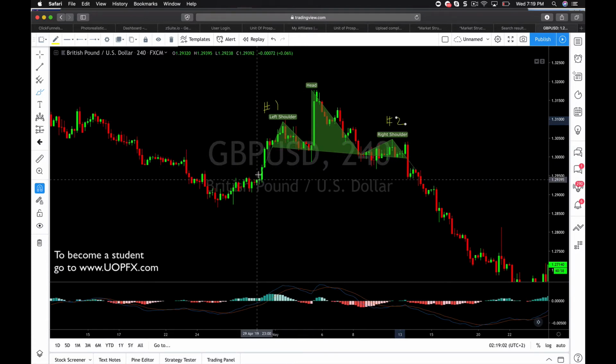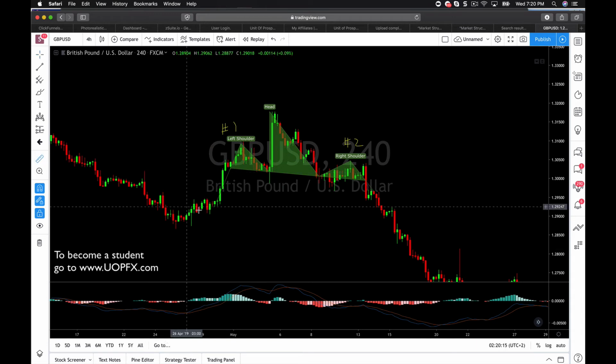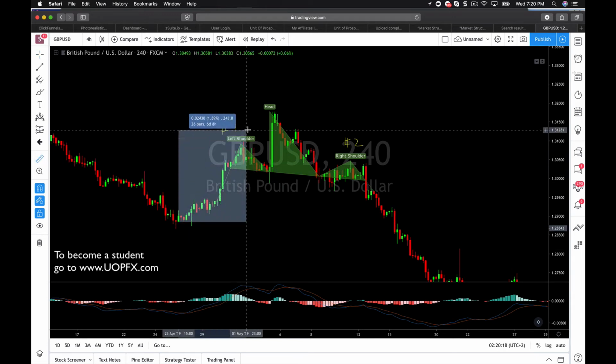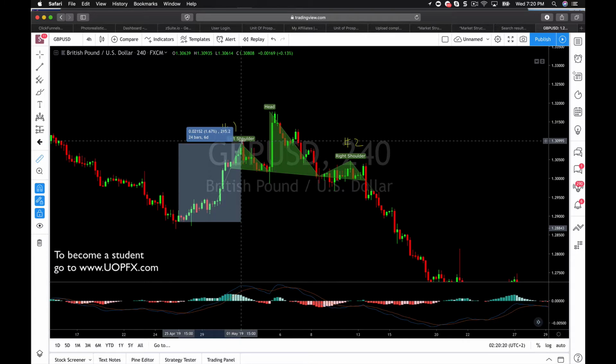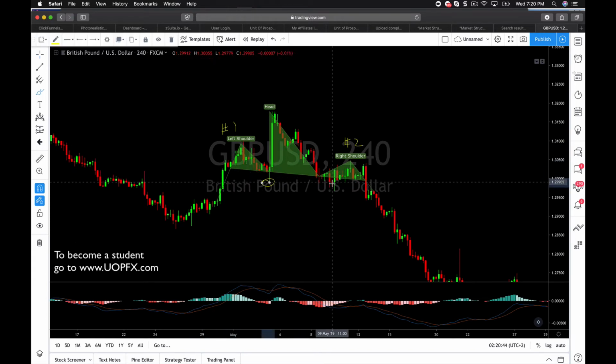All right, so let me get rid of this brush thing here. All right, so you have a push from this bottom up to this top. I'm sorry, here. This is roughly 217 pips. And then you have it come down and it forms support. All right, then you have it push up again to form the head, come back down, form support there.